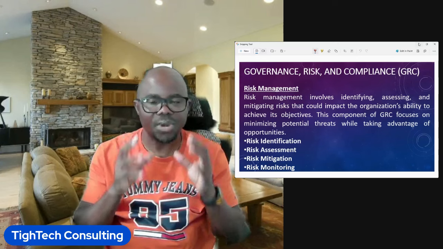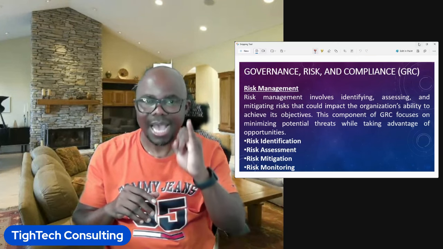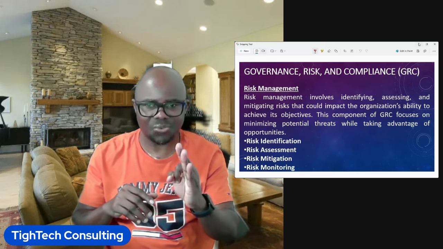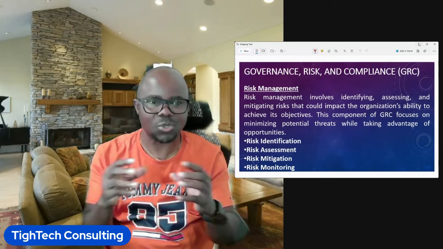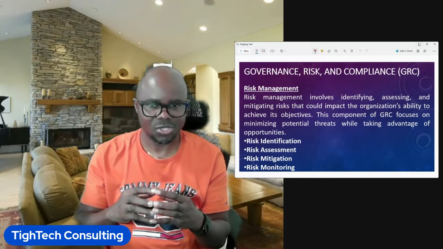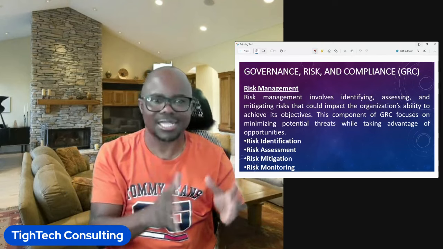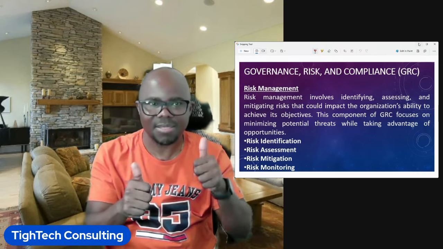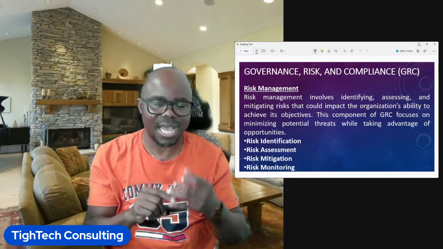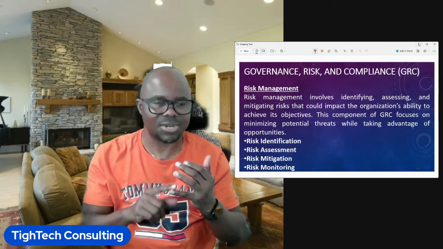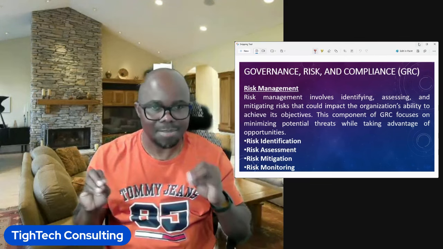Now, risk management involves the identification of risk, assessment of risk, and mitigation of risk that could impact organizations' ability to achieve their objectives. So in every organization, there is the risk management aspect. And to talk more about that, I'll refer you to NIST 800-30 and NIST 800-39. Please go and check out my video on risk management.